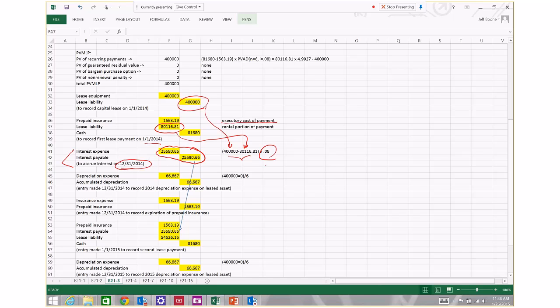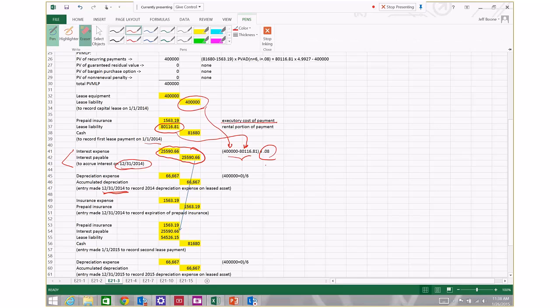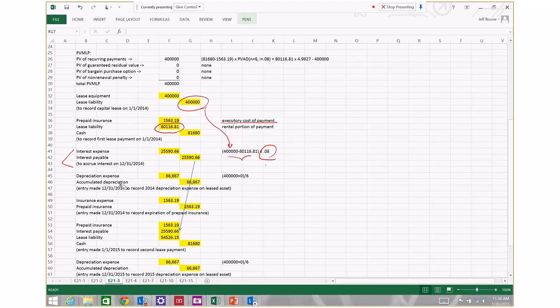Okay. Another entry that we need to make on December 31st, 2014 is to record depreciation expense on the leased asset. So let me clear out some of this markup that I've got.